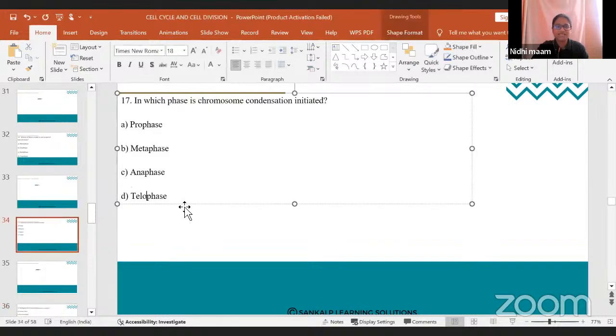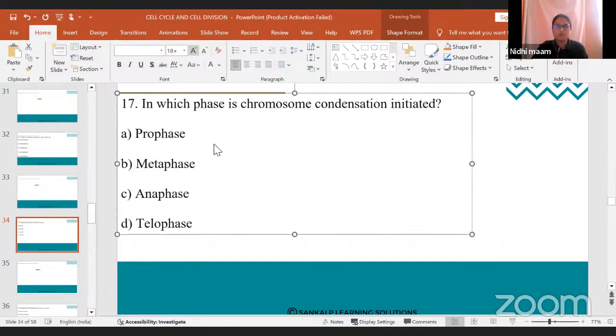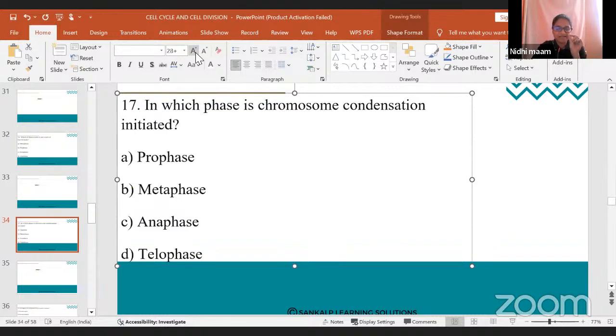In which phase is chromosomal condensation initiated? Chromosomes are in chromatin thread-like structures in interphase. When there is condensation, that chromatin fiber will become thick. A is prophase, B metaphase, C anaphase, D telophase.